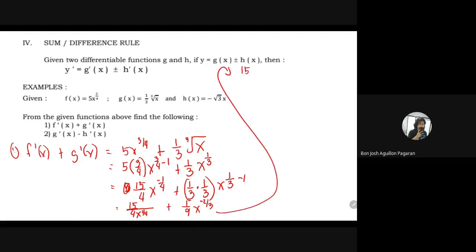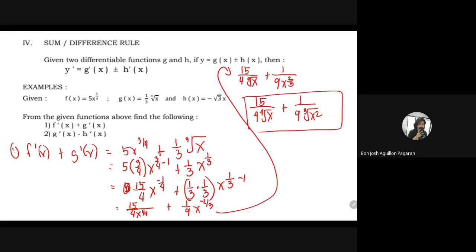So we have now 15 over 4, 4th root of x, plus 1 over 9 x raised to the power of 2/3. So you will be left with 15 over 4, 4th root of x, plus 1 over 9 cube root of x squared. Ito yung magiging sum niya. Okay? Nasa module yung sagot sa number 2, so I will not go deeper with number 2.